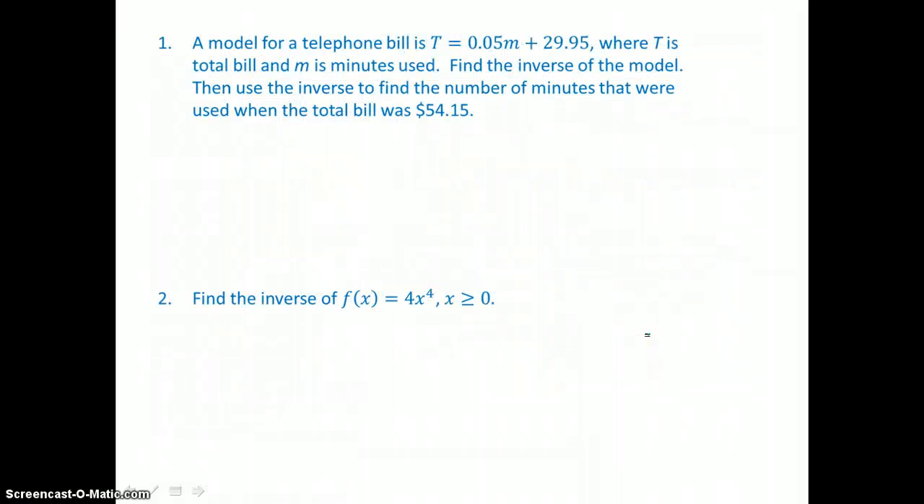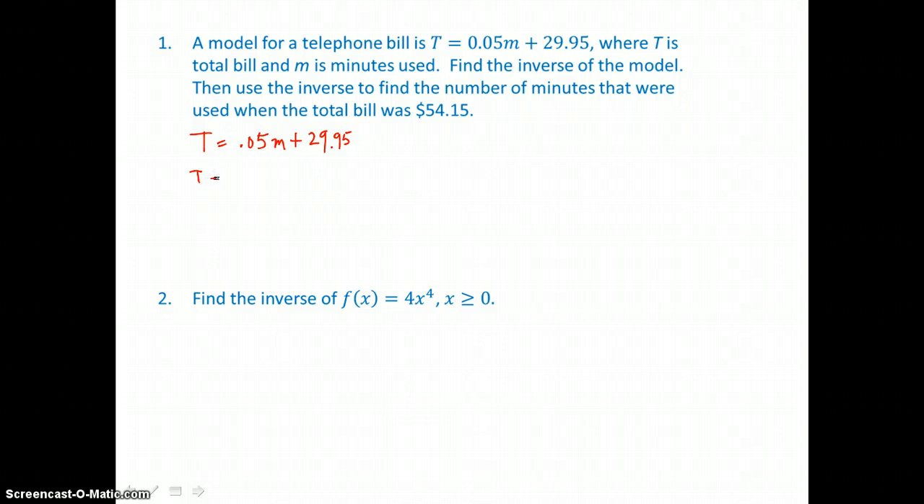In this first problem, a model for a telephone bill is t equals 0.05 m plus 29.95, where t is total bill and m is minutes used. We want to find the inverse of this model and then use it. So I'll take the model, and this time we don't switch the variables because m represents minutes and t represents total cost. All we do is solve for m. We just solve for the other variable.